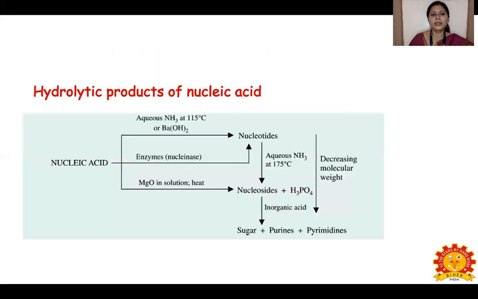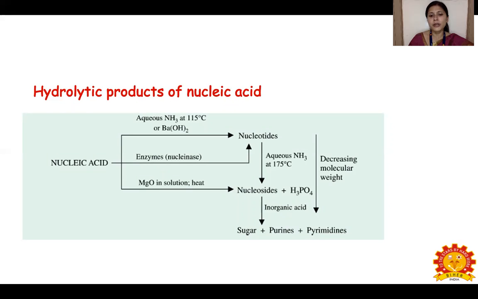Now the hydrolytic products of nucleic acid: if you take the nucleic acid and go for hydrolysis, here we are given 3 conditions. First, if we take aqueous ammonia at around 115 degrees centigrade, or barium hydroxide, the nucleic acid, which is a polymer, will be degraded to nucleotides. Even the nuclease enzyme will break it down to nucleotides. Now, if you boil the nucleotides at around 175 degrees centigrade in aqueous ammonia, they will break down to nucleoside and phosphoric acid.